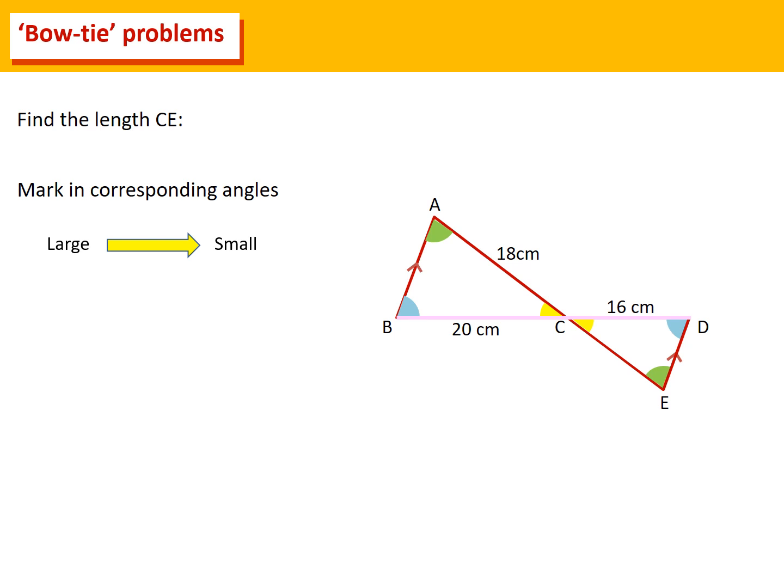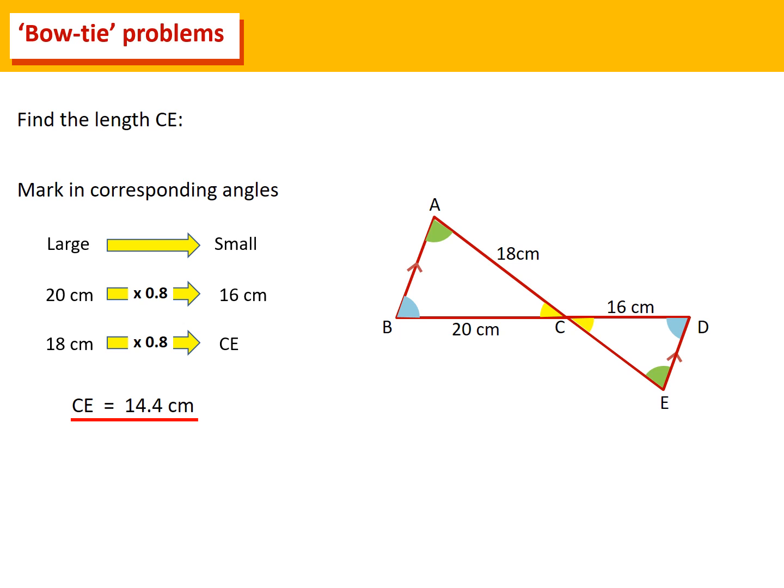Therefore, 20 centimeters on BC becomes 16 centimeters DC, and that scale factor 16 divided by 20, that's 0.8. So from the large triangle to the small triangle, we're multiplying by 0.8. Therefore, AC corresponds to CE. So from 18 times 0.8, and that gives us 14.4.